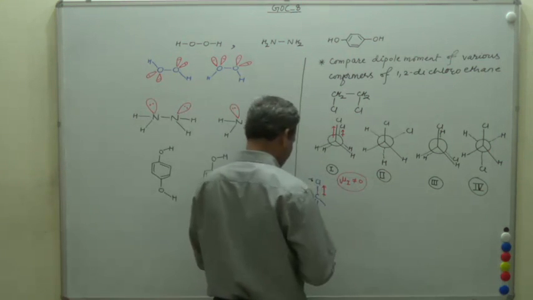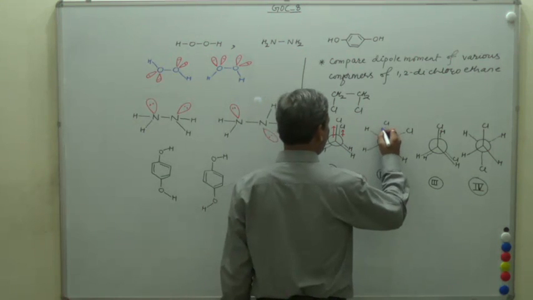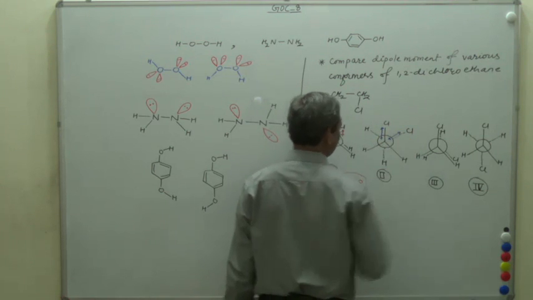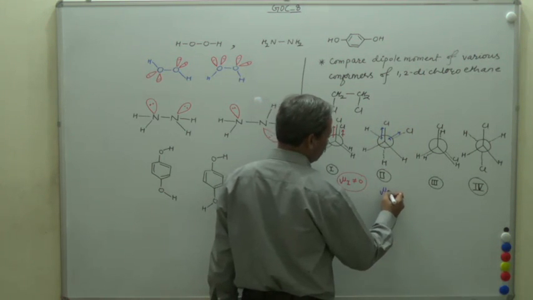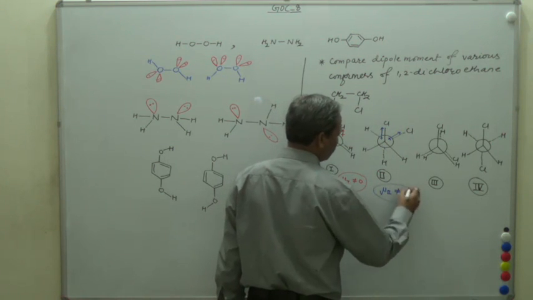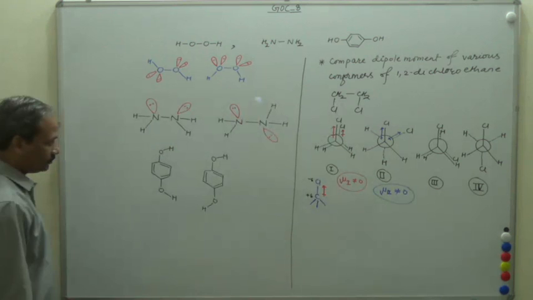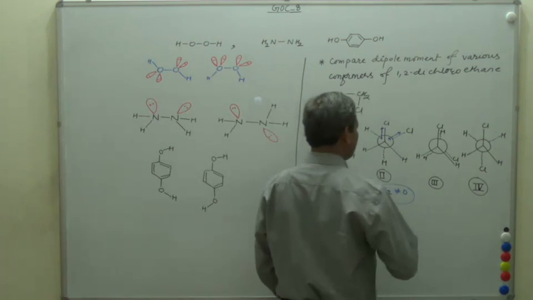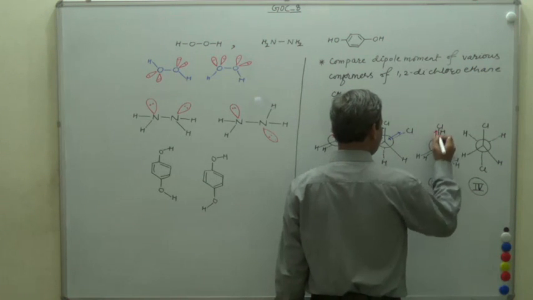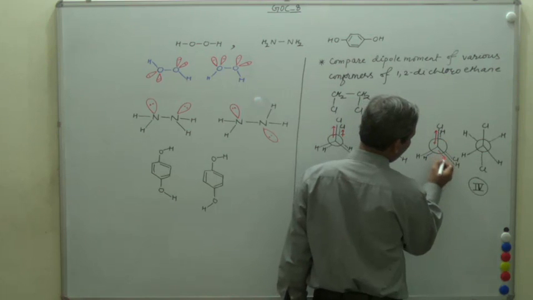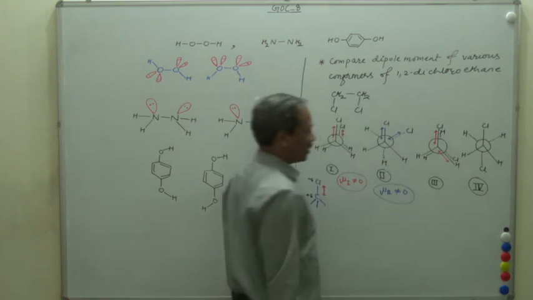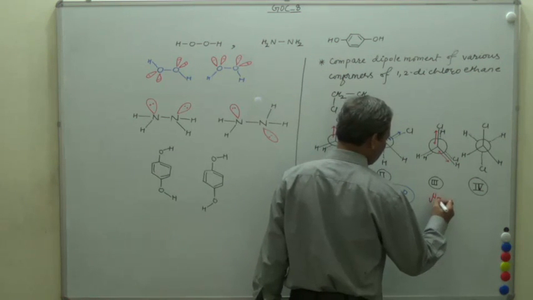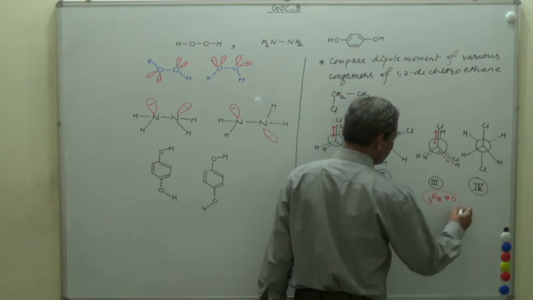While in this case, the dipole moment of this carbon-chlorine bond is towards chlorine and it is also towards chlorine. So the dipole moment of the second form is also not equal to 0. Now in the third case, again the dipole moment due to the carbon-chlorine bond is towards chlorine and it is also not equal to 0.